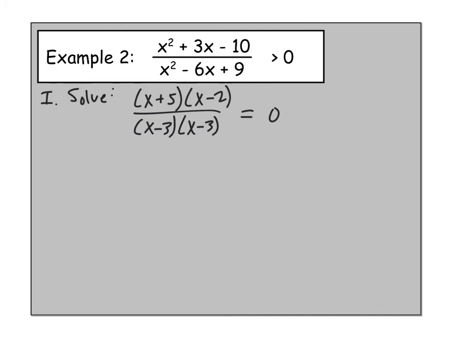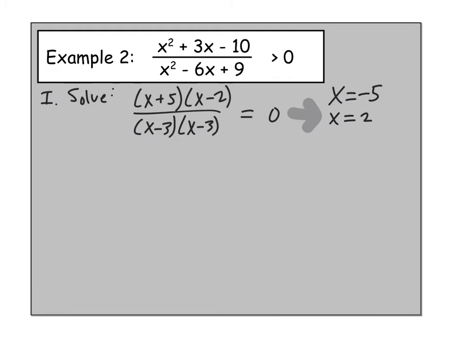So critical values, in this case, if you have a fraction equaling 0, we could at this point, if we wanted to, multiply both sides by the denominator, and the right side would still be 0. So the things that make a fraction equal 0 are things that make the numerator equal 0. So really, the solutions to the equation are just going to be x equals negative 5 and x equals 2, because those would make the numerator 0, which would make the entire fraction equal 0.